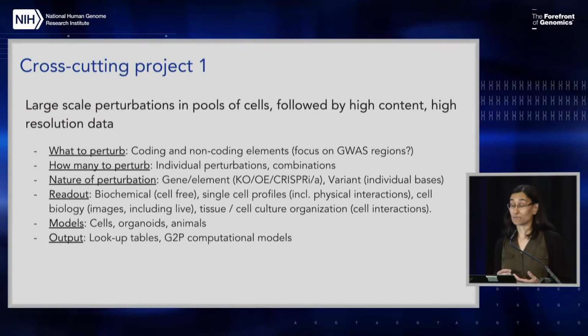And readouts can be many. We can think in terms of even biochemical readouts for coding variation, say how transcription factor variants in a transcription factor binding domain affect DNA binding, single cell profiles, cell biology readouts, tissue and cell culture organization. And different models, we can look in cells, we can look in organoids, and also do in vivo studies eventually. And the output would both be lookup tables so that you would have a bunch of data associated with individual elements or variants, but also would enable genotype to phenotype computational modeling.